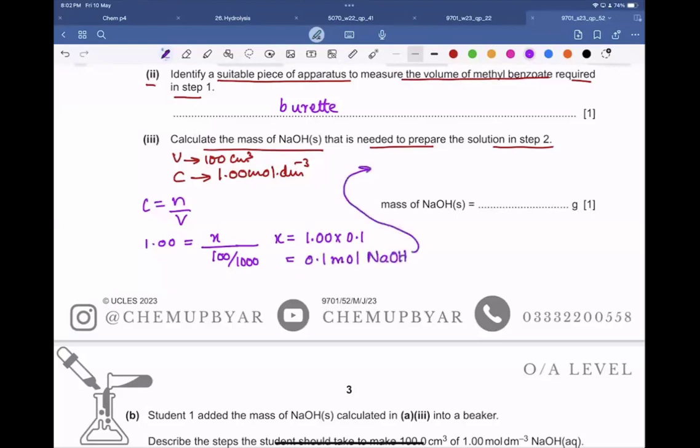So if I know the moles, I can calculate the mass. That mass is equals to moles times MR, right? So the moles of sodium hydroxide are 0.1, and the MR of NaOH is 40. So if you multiply it, 0.1 times 40 gives you 4.0. So we need 4 gram of sodium hydroxide and then dissolve in 100 centimeter cube of water to make the solution that is prepared have a concentration of 1 mole per dm cube. Is this understandable?